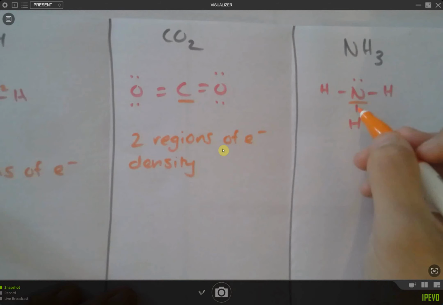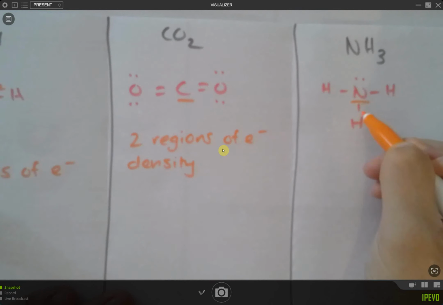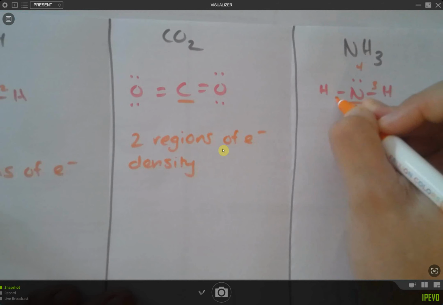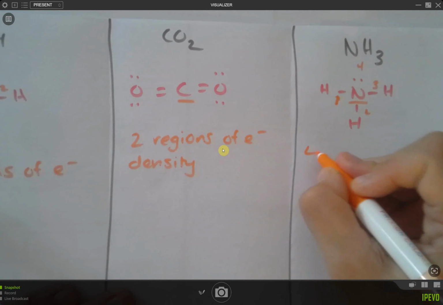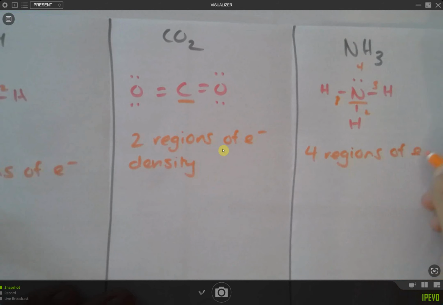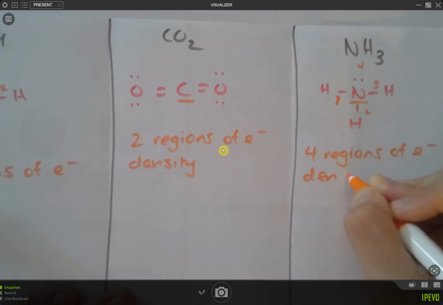And in this case, I have 1, 2, 3, and that lone pair is my fourth one. So this one also has 4 regions. So why do we do this?